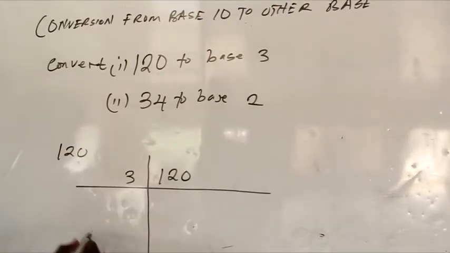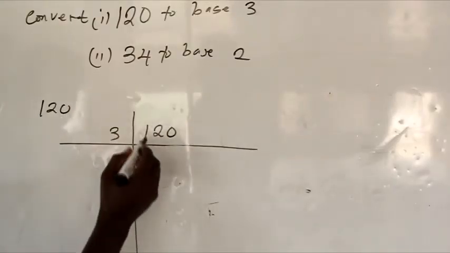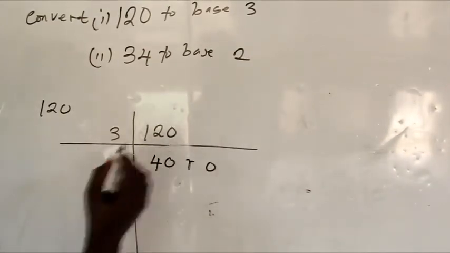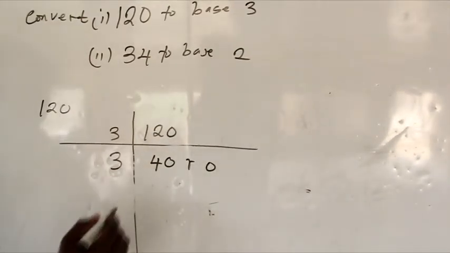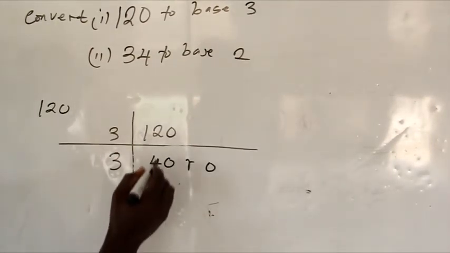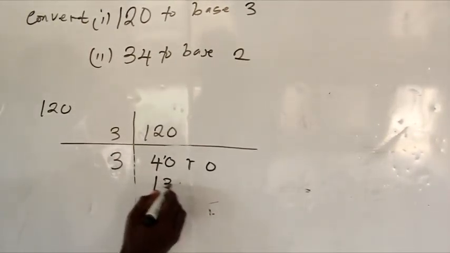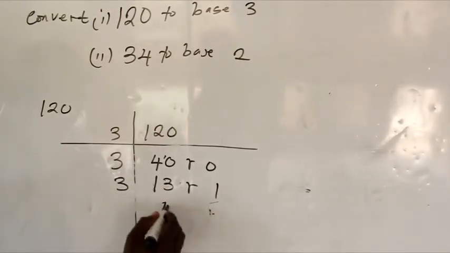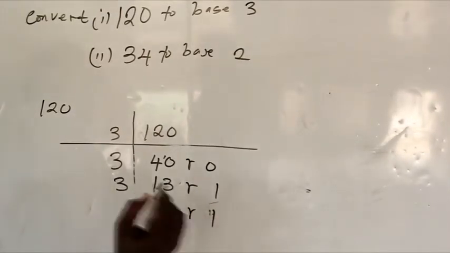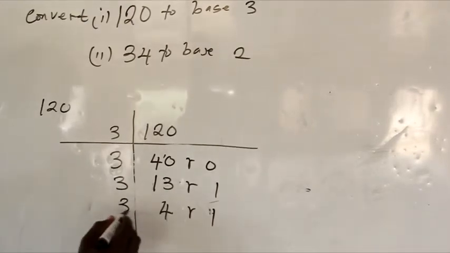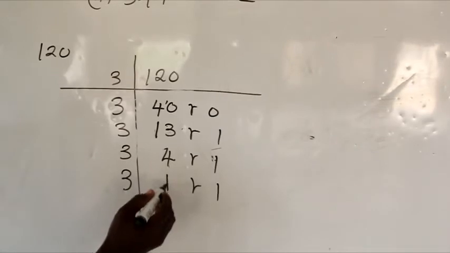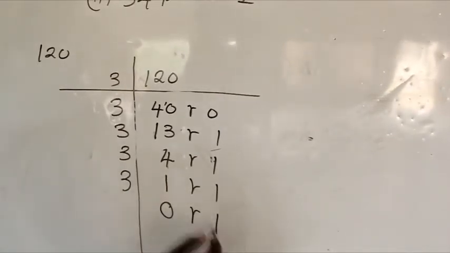So this is 3. 3 goes into 12 is 4, into 0, 0, there is no remainder. 3 goes into 4 here, 1 into 10 is 3, remainder 1. 3 goes into 13 is going to be 4, which is 12, remainder 1. 3 again will go into 4, 1, remainder 1. Now 3 again into here is going to be 0, remainder 1.